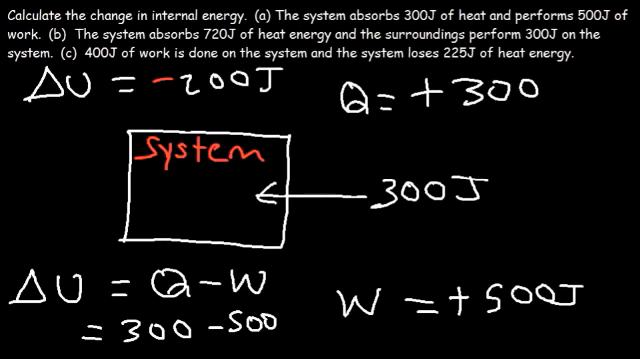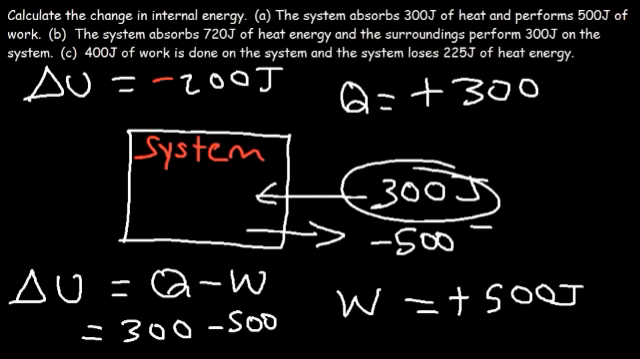Now let's make sense of this. Heat flows from the surroundings into the system, and 300 joules of heat flows into it. And the system performs work. To do work, it has to expend energy, so it loses 500 joules of energy. So therefore, we can see that the net change is negative 200. It took in 300 joules as heat, and it lost 500 joules by means of doing work on its surroundings.